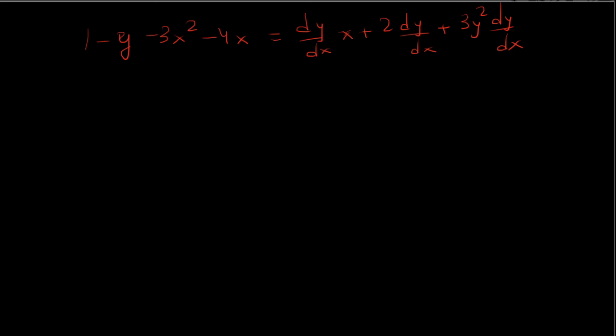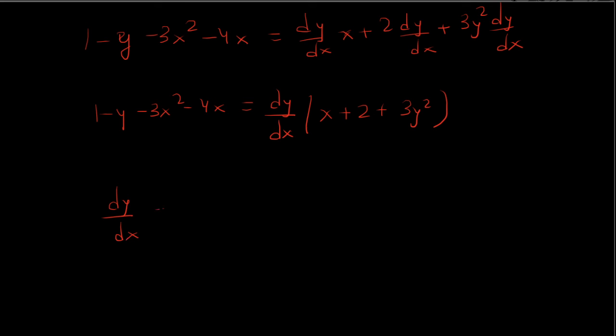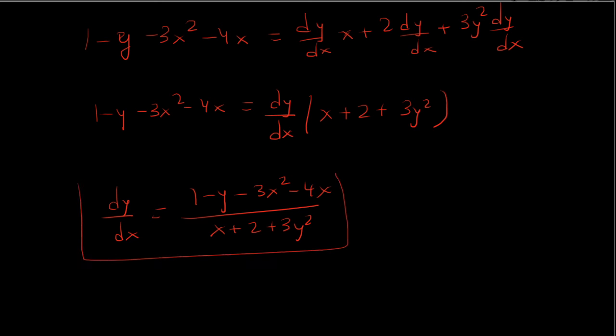Okay, next step I'm going to leave the left side alone, and then I'm going to factor out the dy/dx on the right to get (x + 2 + 3y²). And the last step, I'm going to divide everything by whatever's in the parentheses. And that is my derivative. So this one wasn't that bad to find the derivative.